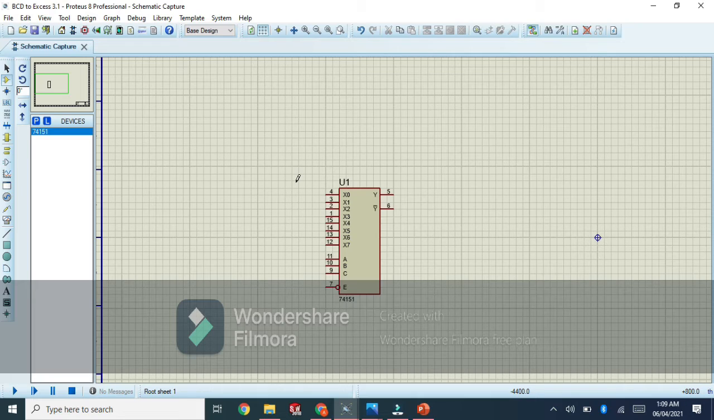Now I am going to show you how I am making the circuit. Now let's start making the circuit.